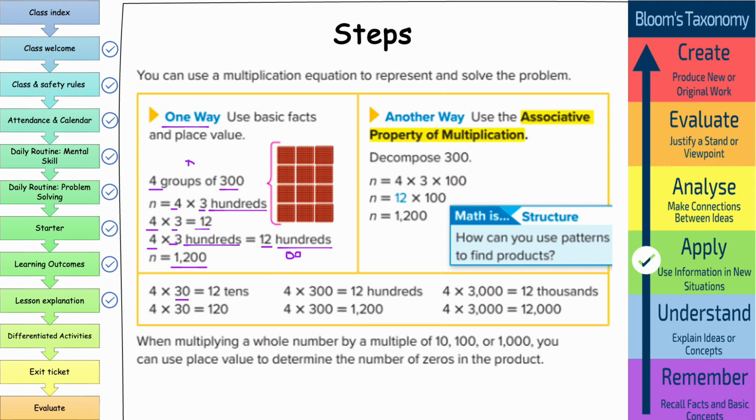Same question. 4 times 30 is 12 tens. So tens need 1 zero only. Hundreds here need 2 zeros. Thousands need 3 zeros as we know.